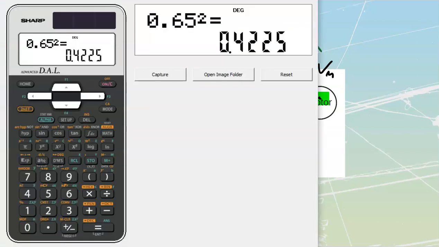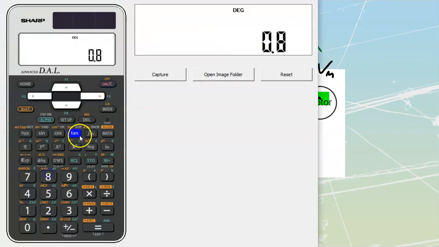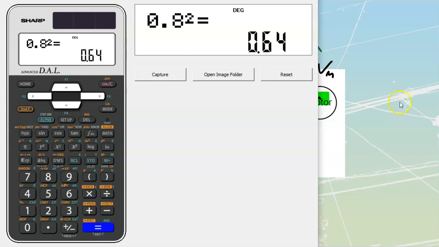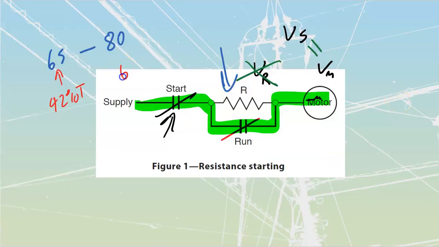All the way up to 0.8 squared, which is going to be 64%. So somewhere between 40 to 60% torque is really what we are going to see out of most of these. And that's going to be 40 to 60% of the startup torque.